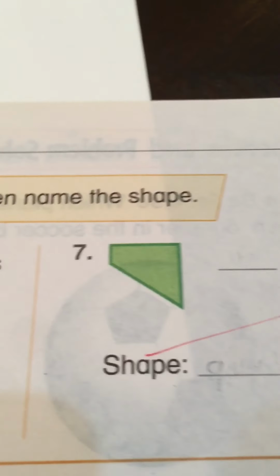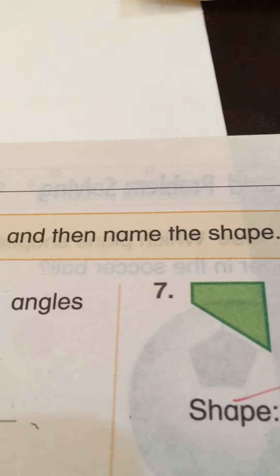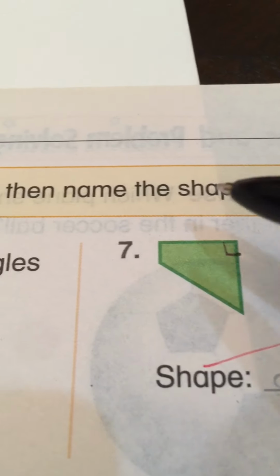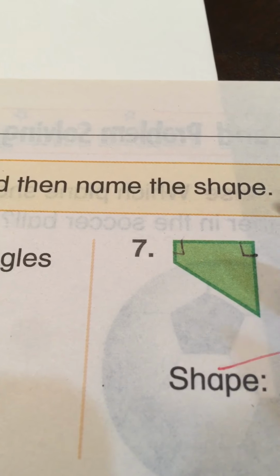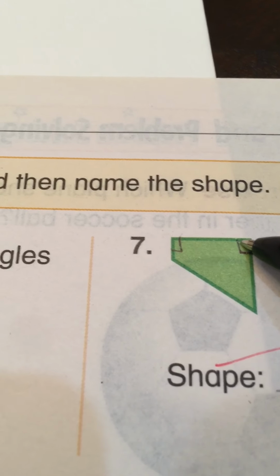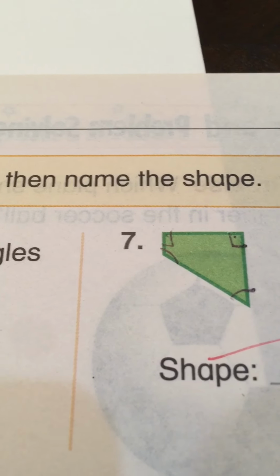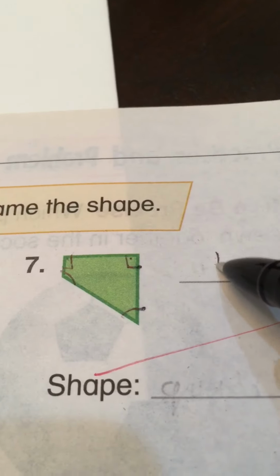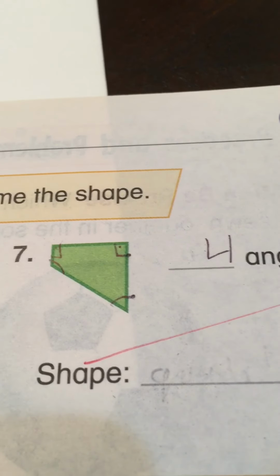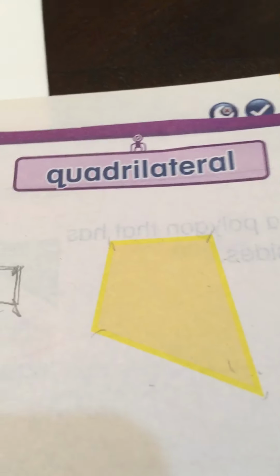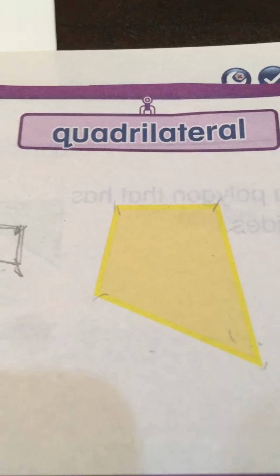Okay, so let's see this one. So this one has 4 sides, and that means 4 angles. So here is a square corner and another square corner. So this is a right angle, and this is a right angle, another one here and another one here. Then it has how many? 4 angles, which is, do you remember the shape? It's a quadrilateral. So write down quadrilateral.